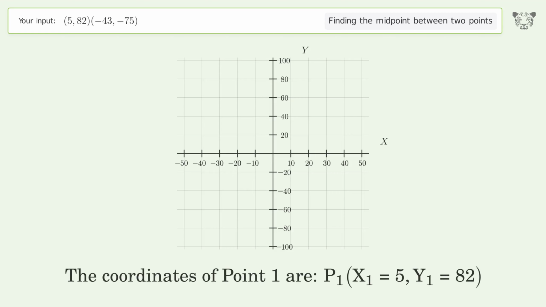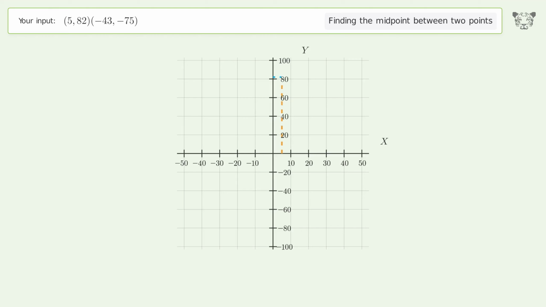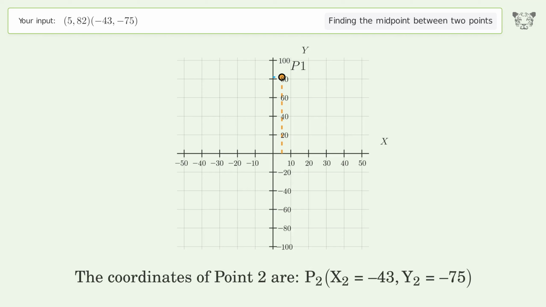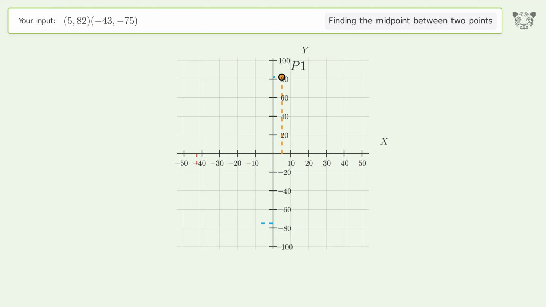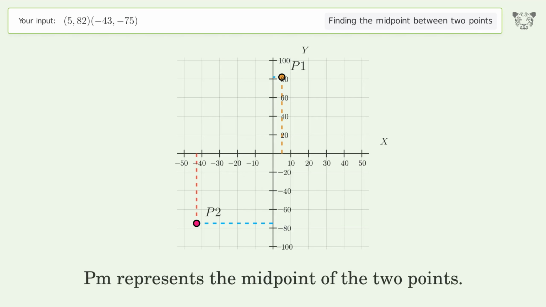The coordinates of point 1 are x1 equals 5, y1 equals 82. The coordinates of point 2 are x2 equals negative 43, y2 equals negative 75. PM represents the midpoint of the 2 points.